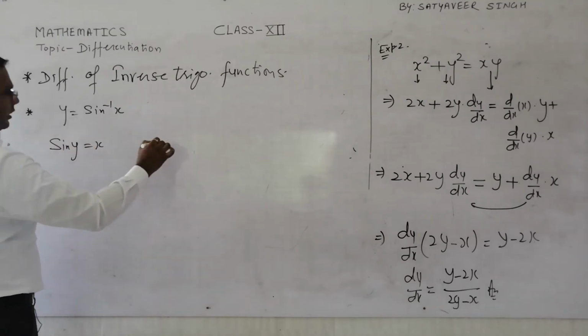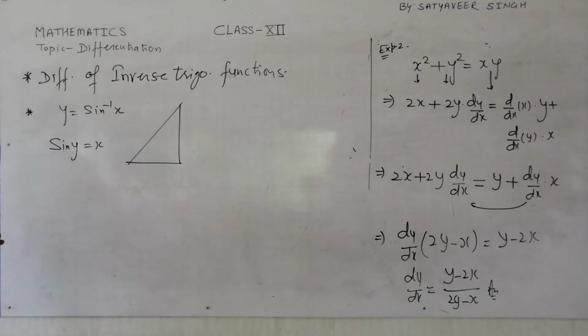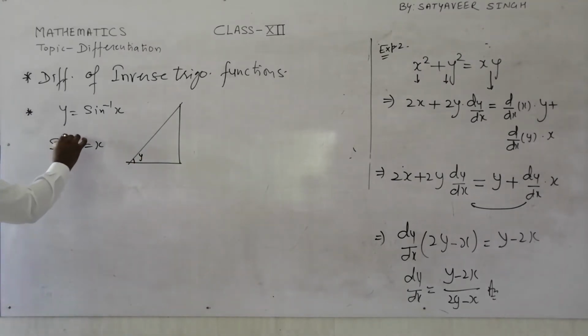From here we can make a reference triangle like this. This is called a reference triangle. This angle we are calling y. Why do we use this reference triangle?